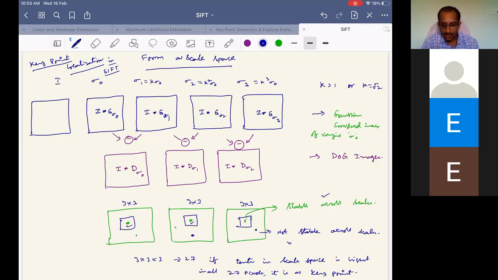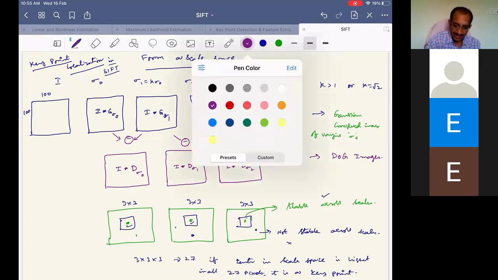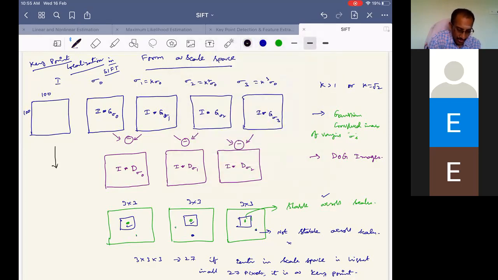So to bring in further, say we need to convolve with sigma 4, which is k power 4 sigma naught. If we keep convolving like this, the variance of the Gaussian will become much higher. So the alternative is, say this is at 100 cross 100, instead of looking at the details at 100 cross 100, I downsample this by 2, and then this becomes 50 cross 50. If I convolve with a Gaussian with the same sigma naught, what do you think will happen?